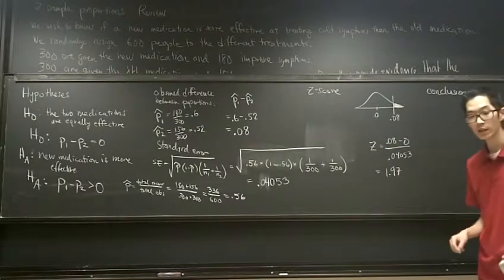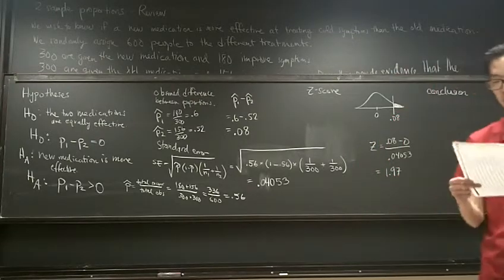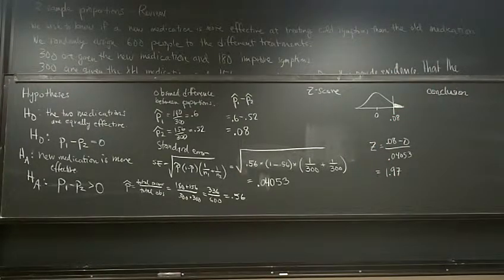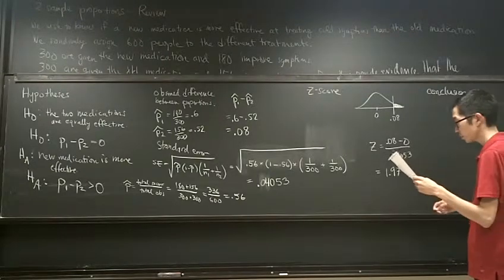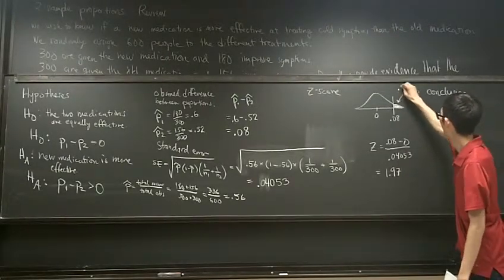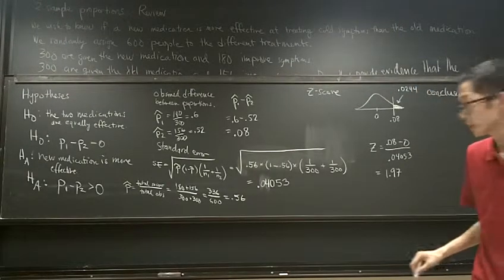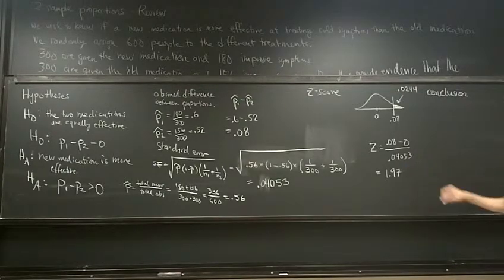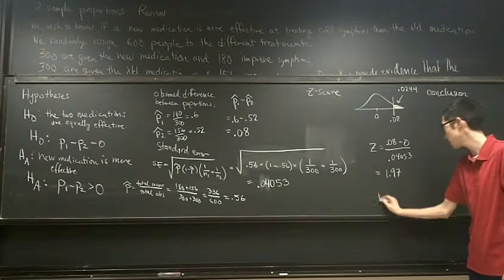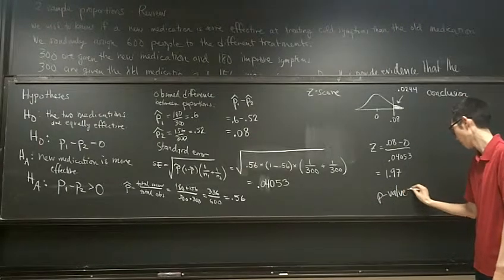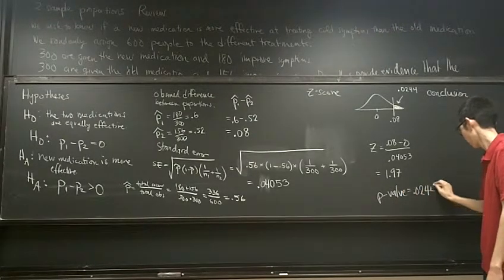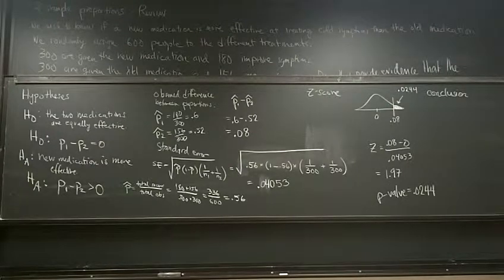And with that, I look that up in my z table, and how much do I have in the tail? I get 0.0244. Depending on if you round it at 0.0405, you get 1.98 and you get 0.0239. But our answer is 0.0244. That is my p-value. Okay, do we have a question? 0.0244.